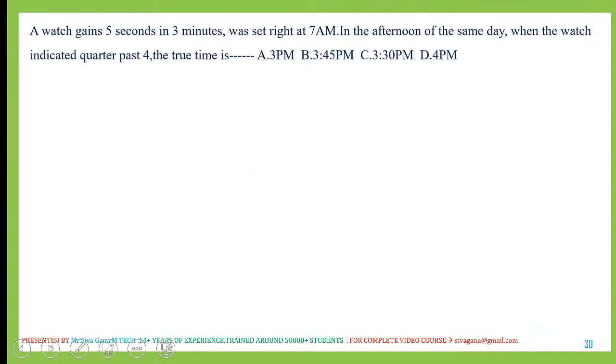Next one. A watch gains 5 seconds in 3 minutes. So it is running in which way? Gaining 5 seconds. Watch gains 5 seconds in how much duration? 3 minutes. It was correctly set at 7 a.m.